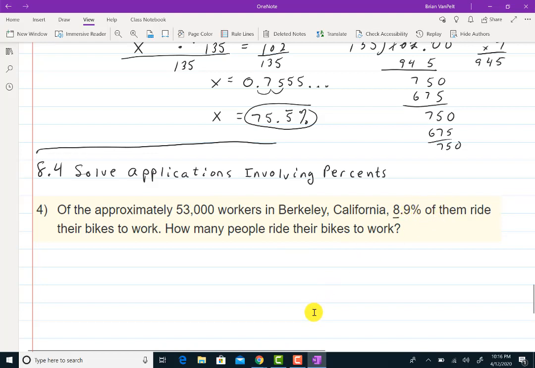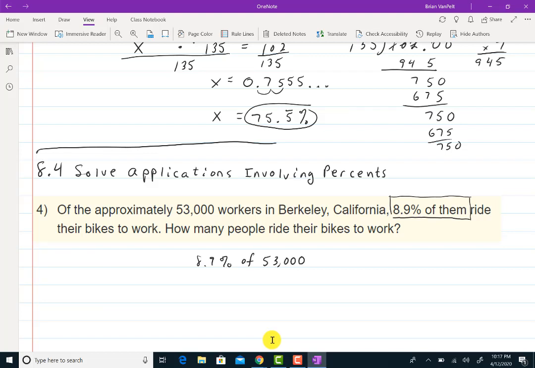There it is right there. That's the whole problem in a nutshell right there. 8.9% of them ride their bikes to work. Well, who's them? Well, that's the 53,000 workers. So this turns out to be 8.9% of 53,000. And that's all there is to it.